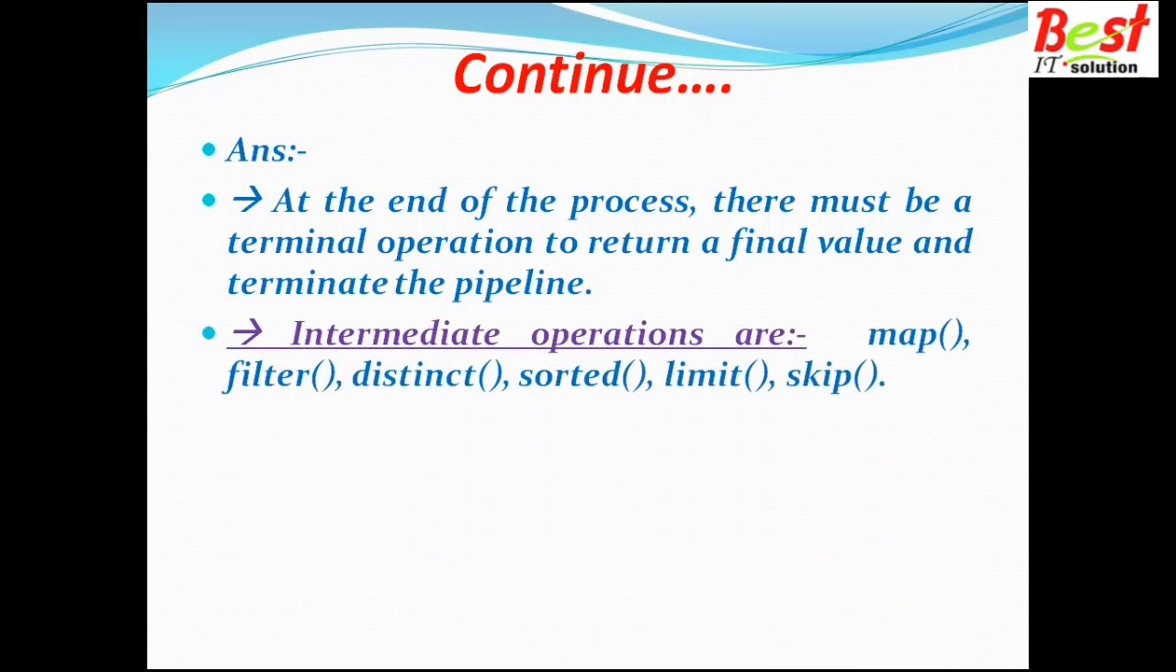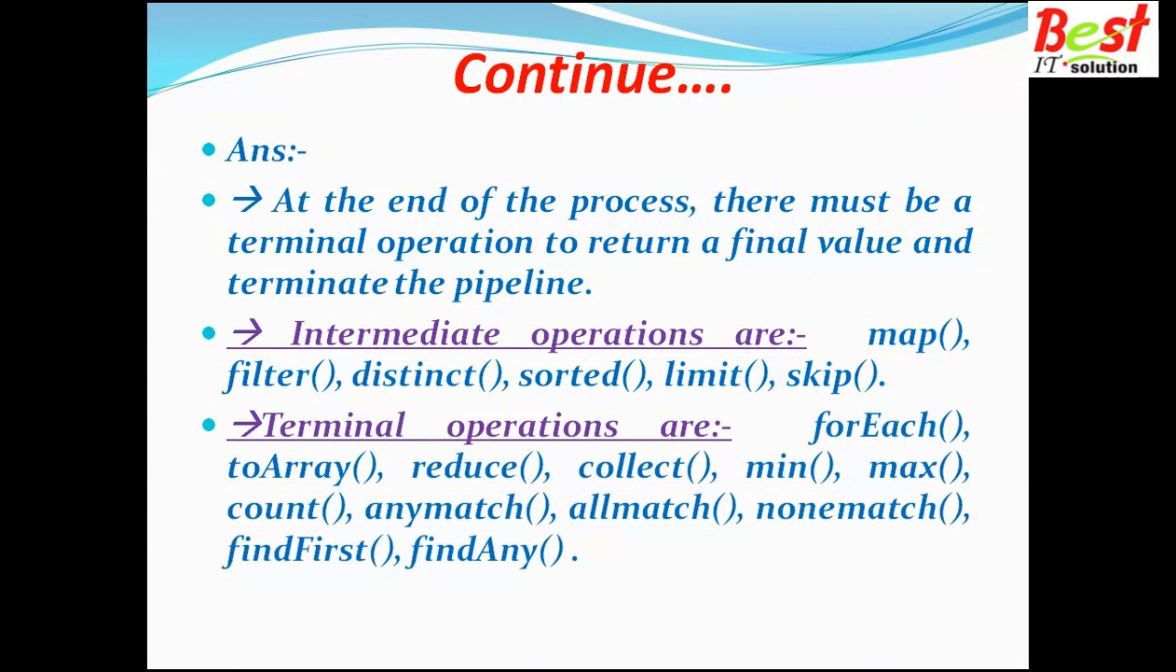Intermediate operations are like map, filter, distinct, sorted, limit, skip. We can chain these one after another. Terminal operations are forEach, toArray, reduce, collect, min, max, count, anyMatch, allMatch, noneMatch, findAny.